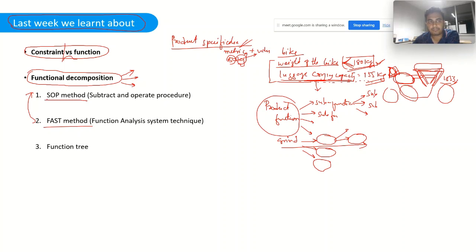Yes, in the SOP method, we remove all the components one by one and try to identify each one's function in a product. So we start removing the smallest possible functional block, and then after removing it, we operate the procedure and analyze the relationship and what function is missing when we operate without that particular functional block.